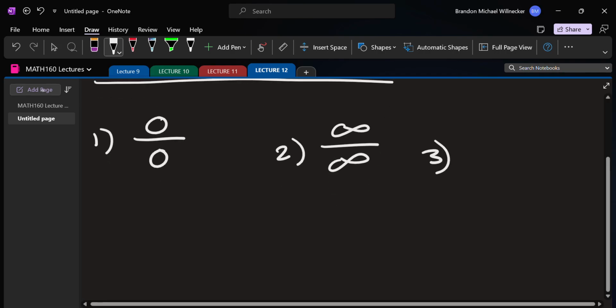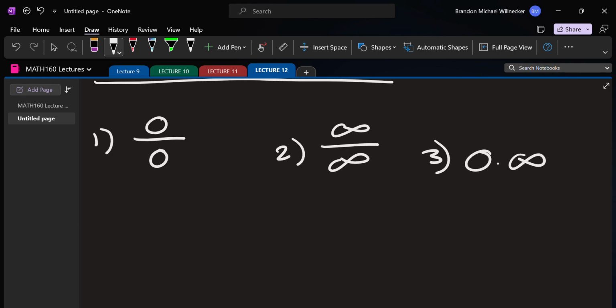Okay, so number 3, we have type 0 times infinity. So this is when we have a limit of a product where one of them ends up being 0 and the other ends up being infinity. Now, you can't say 0 times infinity. That doesn't mean anything. So this is an indeterminate form. And again, we have to do some more work to figure out what the limit value should be.